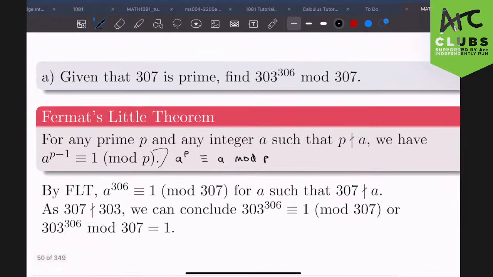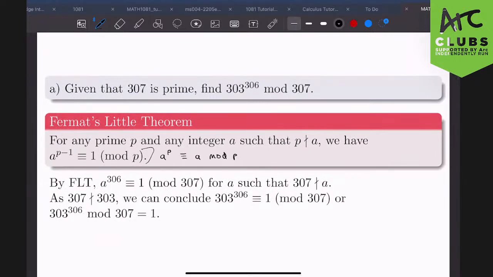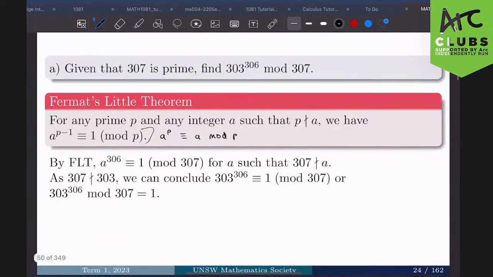So just applying this formula really, we can see that it simplifies down quite easily to become 1. Very nice and simple for this first question here. All you're doing is just applying this formula. Obviously you have to check that 307 does not divide 303, but that's quite clear in this case.